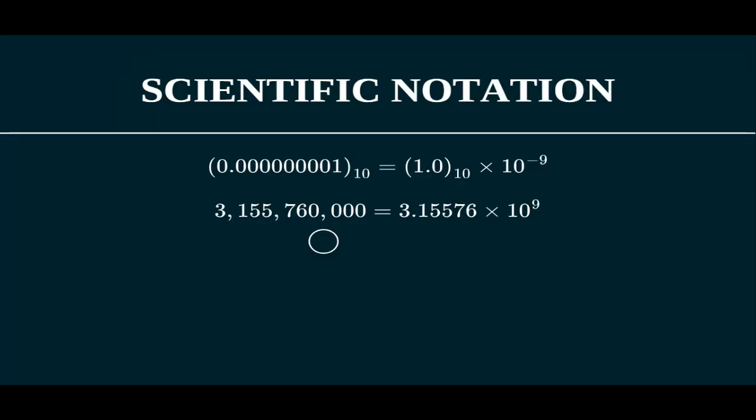To represent these numbers concisely, we have the scientific notation. Scientific notation is represented on the right hand side. This is a notation that renders numbers with a single digit to the left of the decimal point.